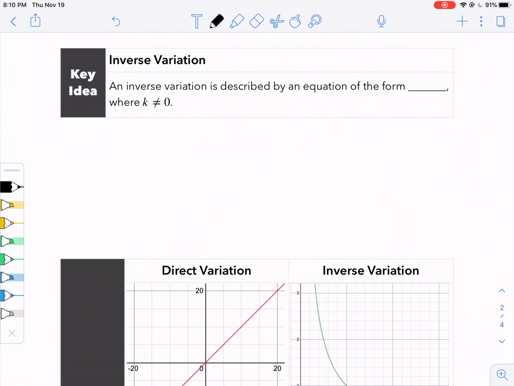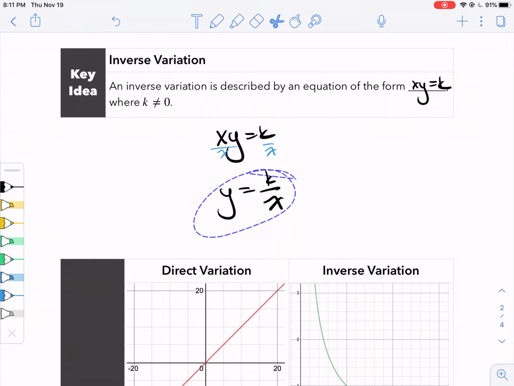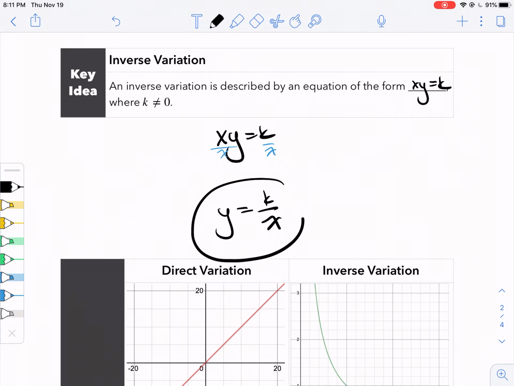So an inverse variation is described by an equation of the form that we just wrote: xy equals k. Ta-da! Or if you solved for y, if you took xy equals k and divided both sides by x real quick, then y equals k divided by x. I think that this is the easier way to remember it, but this is how we define it.